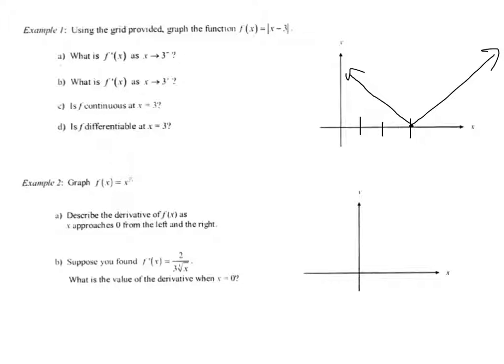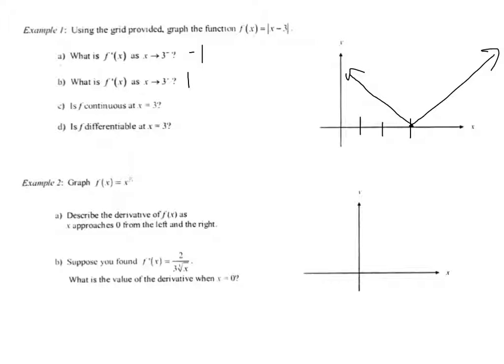Then we have 4 parts of our question to answer. Part A, what is the derivative of f as x approaches 3, but approaching 3 from the left-hand side? What are the slopes as we get this way? Well, it's a line. The slopes are always going to be the same, and for that section the slope is -1. Part B is asking the same thing, but now from the right side. There the slopes would be +1. And then just a couple summary questions.